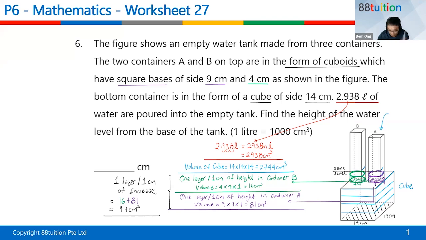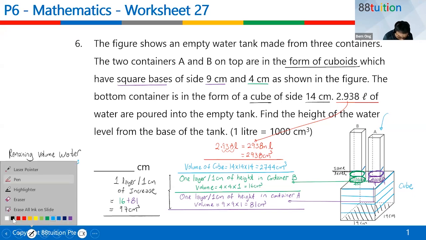Okay, so here comes the question. In my question, I've got 2938 cm cube of water. 2744 is already occupied. So what is remaining? What is the remainder? What is the remaining volume of water? You have to take your 2938 cm cube minus away the cube, which is 2744 cm cube.